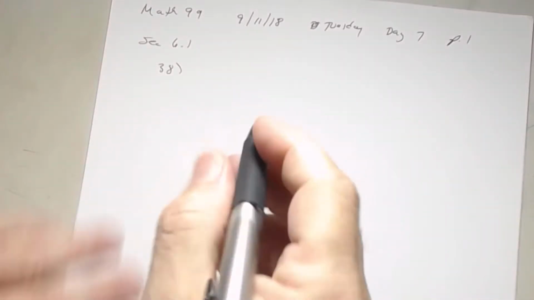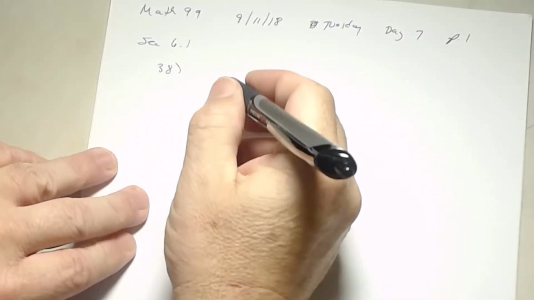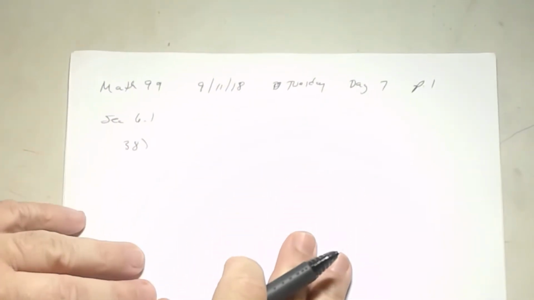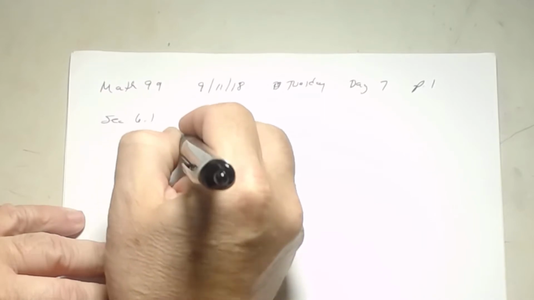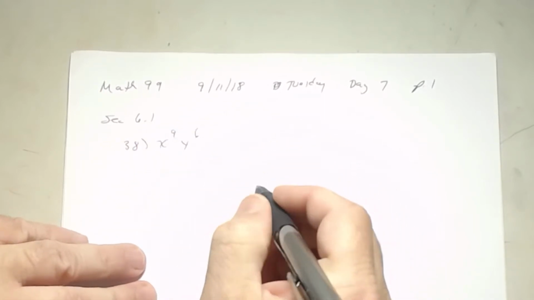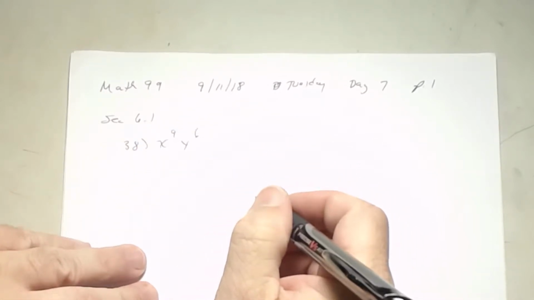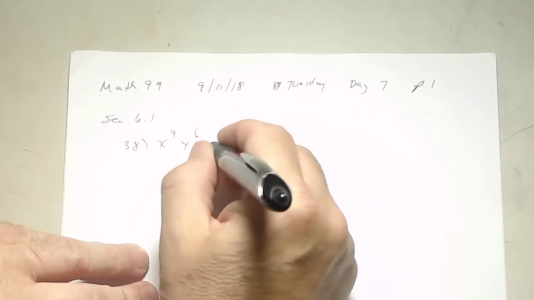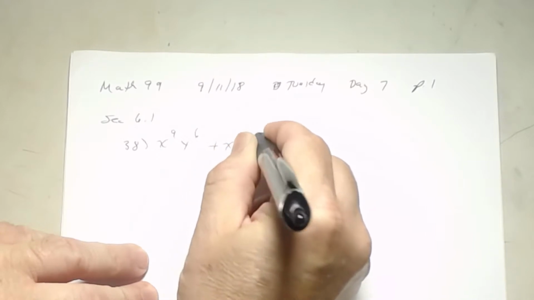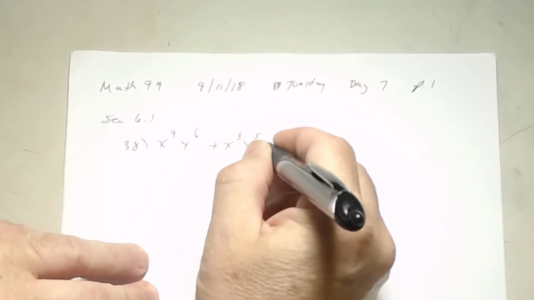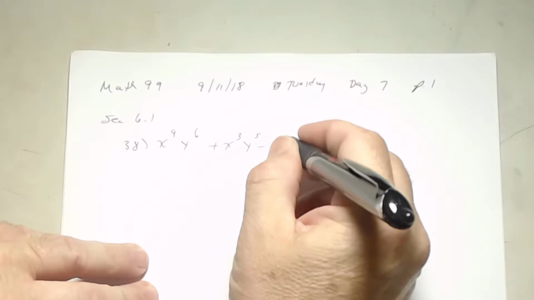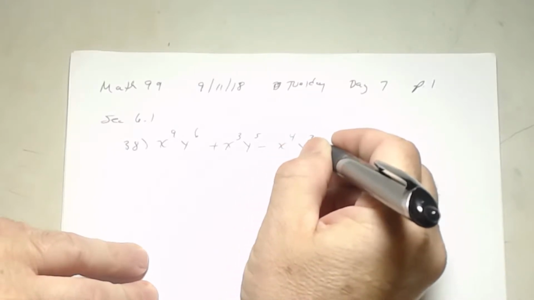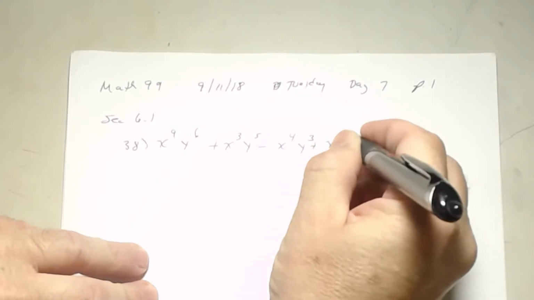All right, number 38, you have x to the ninth y to the sixth, plus x cubed y to the fifth, minus x to the fourth y cubed, and then plus x cubed y squared.